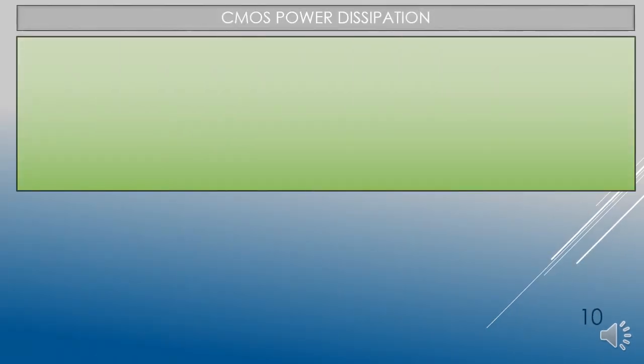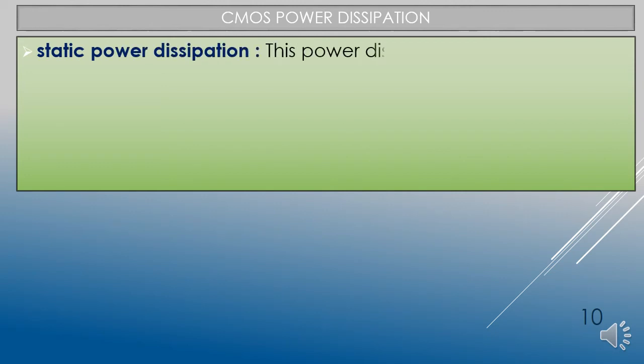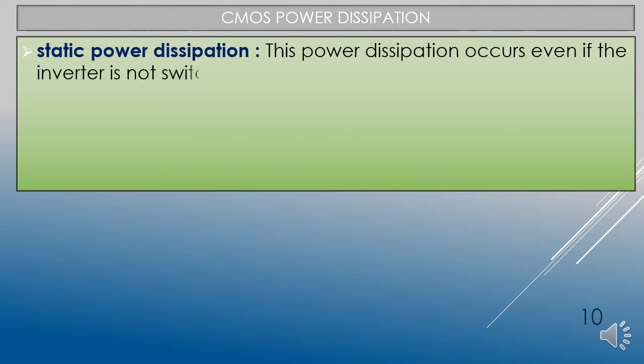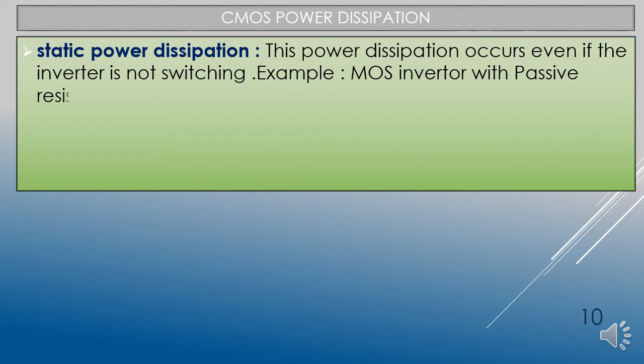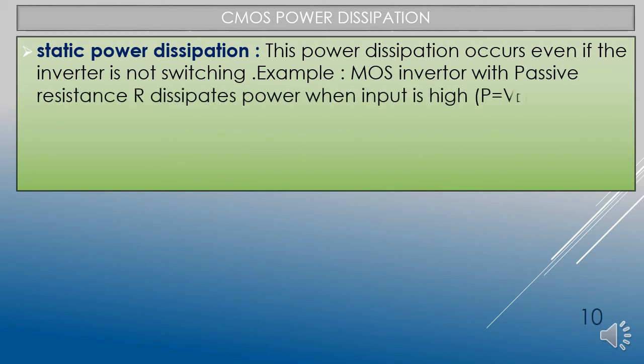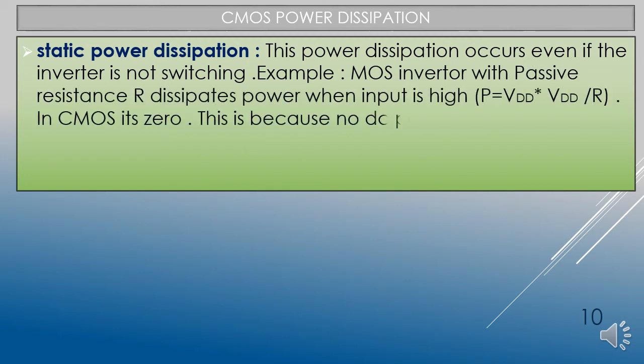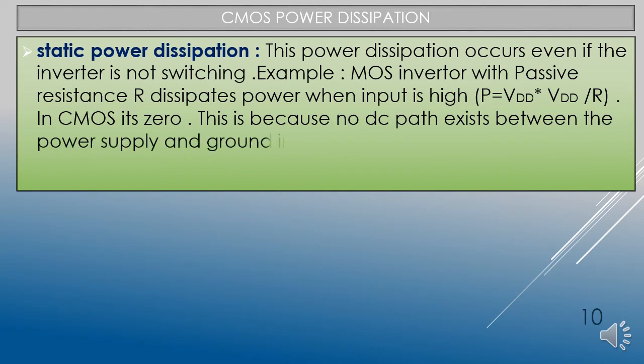Now we will discuss the power dissipation. There are two types of power dissipation: static power dissipation and dynamic power dissipation. Here we will discuss static power dissipation. This power occurs when the inverter is not switching, meaning the input is constant.